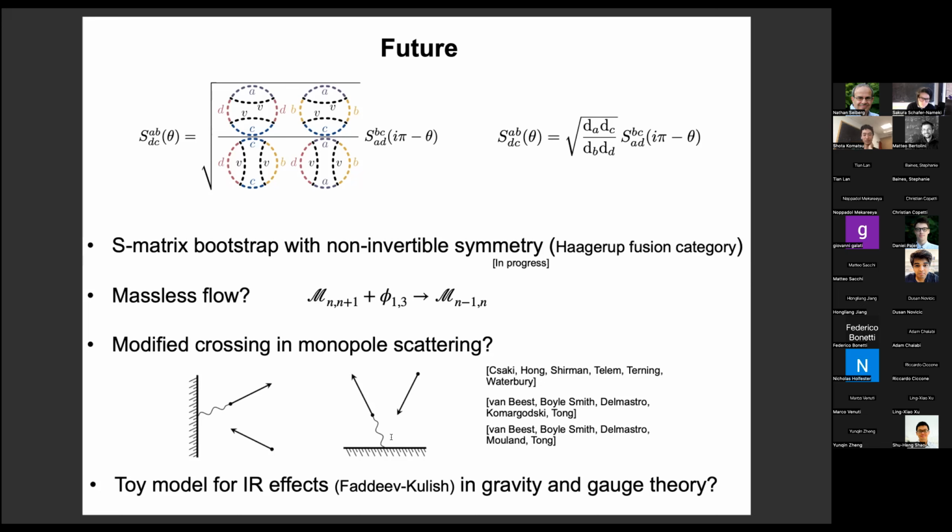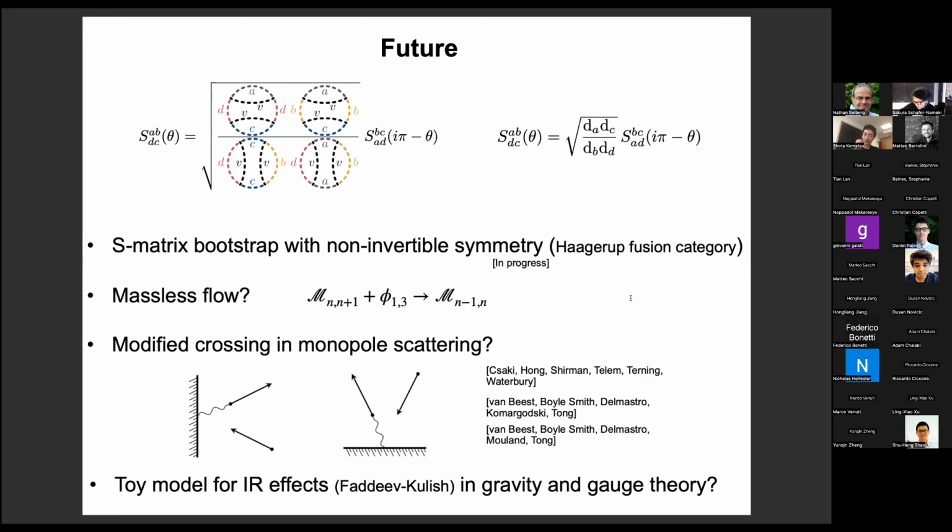But if you imagine doing some kind of crossing transformation, this picture becomes this picture. But this picture doesn't make much sense because you cannot really dress the out state with something in the past, which are monopoles. So this is more like a monopole, anti-monopole going to fermion, anti-fermion. So this probably suggests that there is some modified crossing also in this context. And it was indeed discussed from the on-shell amplitude point of view by these people.